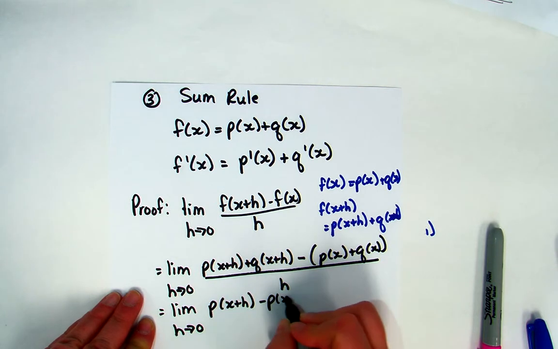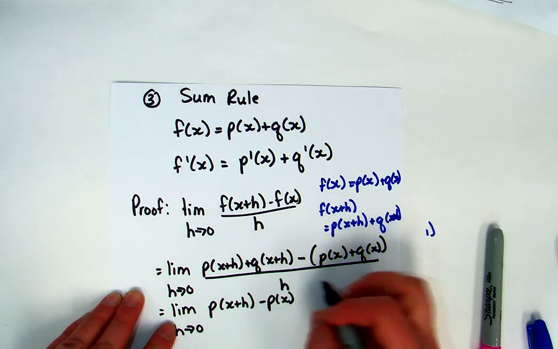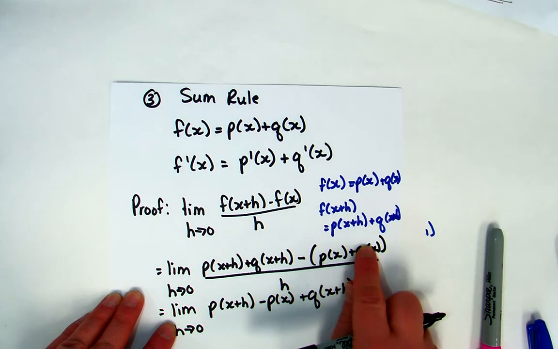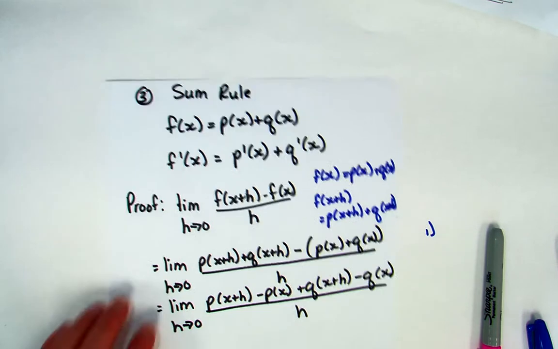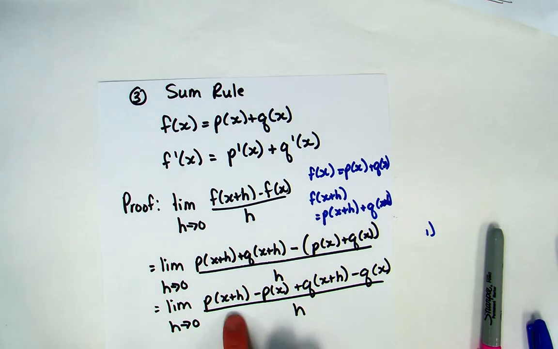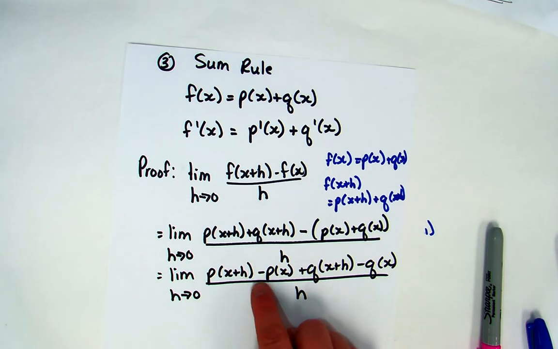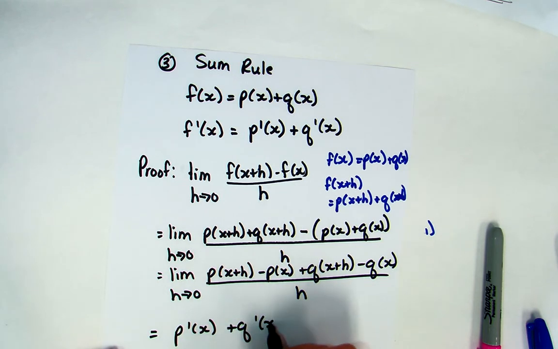And I'm actually going to group the p's together. So that's going to be a subtract p at x, and I put it over there with the p. And then I'm going to have a q at x plus h, and then a subtract q because of the sign, and I put it with the q's. So now, I really have two things. I have p at x plus h minus p at x over h, and I also have q at x plus h minus q at x over h. That's our limit definition, once with p and then once with q. So that is going to work out to p prime at x plus q prime at x.